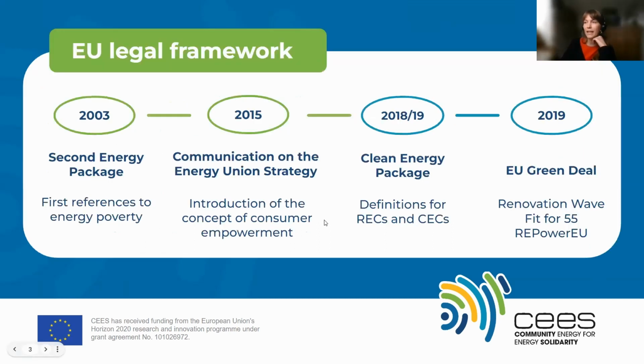Then on my next slides, we have an overview of the EU legal framework. So like I said, the story for consumer protection and the first references of energy poverty began in 2003 in the second energy package. Here we are really looking at the rights to information, the right to switch suppliers, the obligation of transparency. But energy poverty really came into EU legislation in 2009 in the third energy package and became a policy priority in the Green Deal.